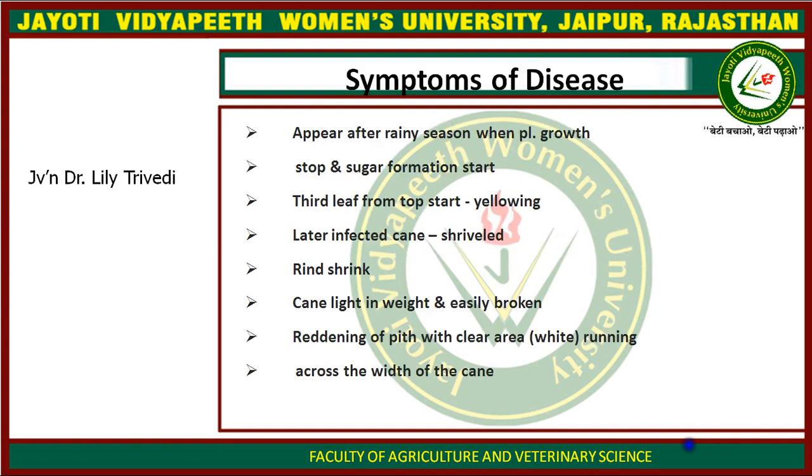The symptoms of this disease appear after the rainy season when the plant growth stops and the sugar formation starts. The third leaf from the top starts yellowing, and later the infected cane becomes shriveled, the rind shrinks, and the cane becomes light in weight and can be easily broken. There is reddening of the pith with clear white areas running across the width of the cane.